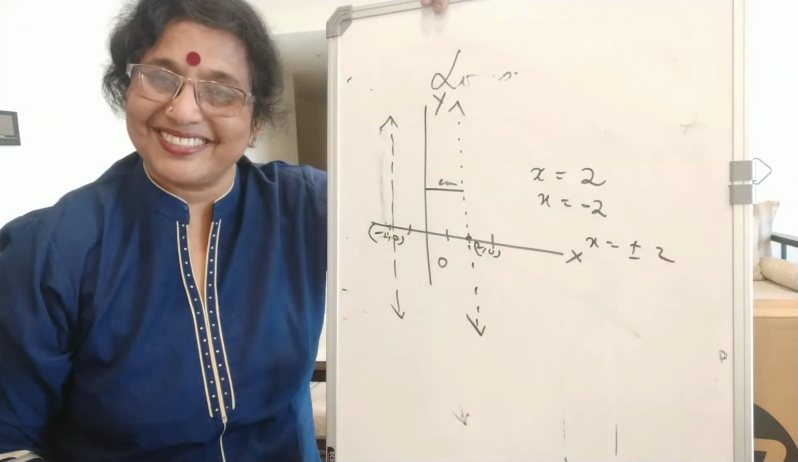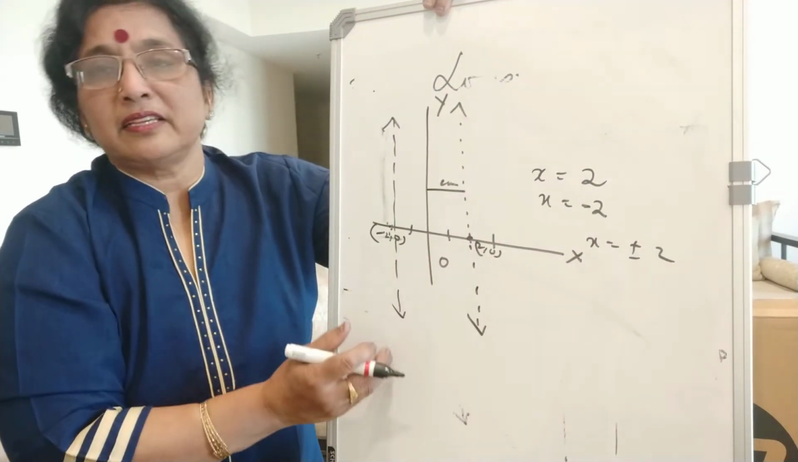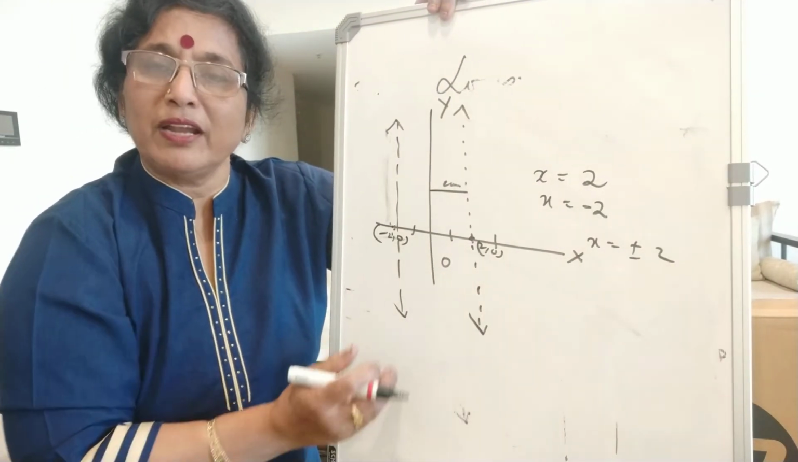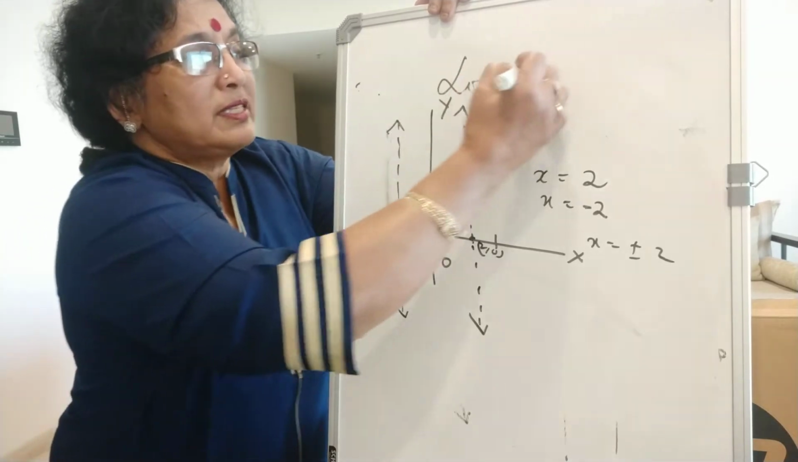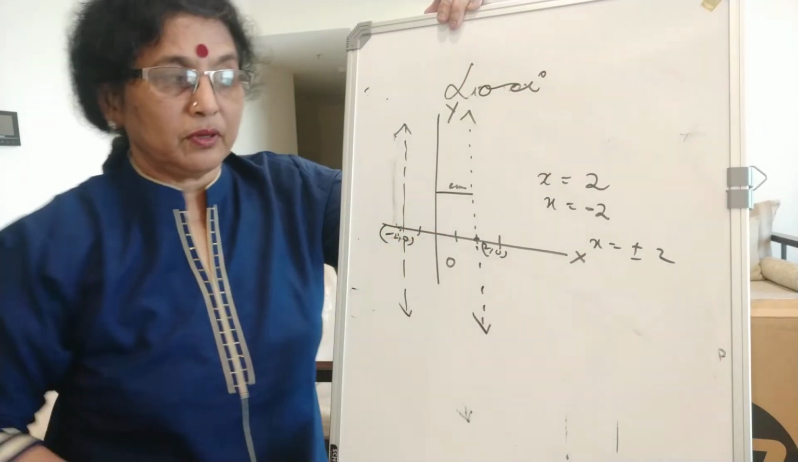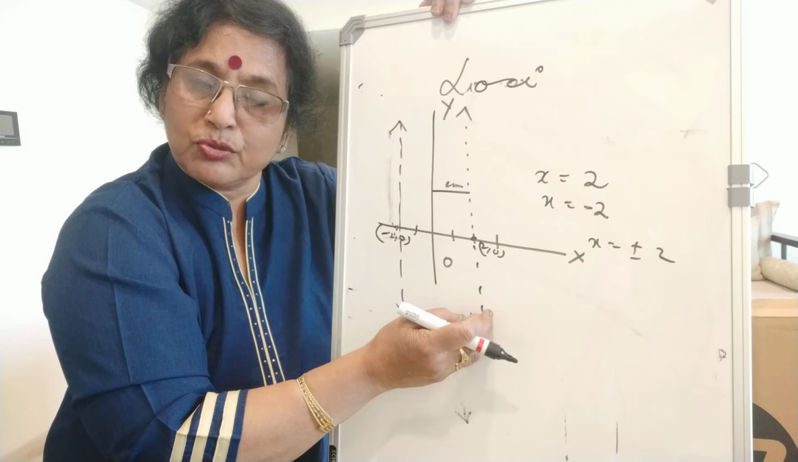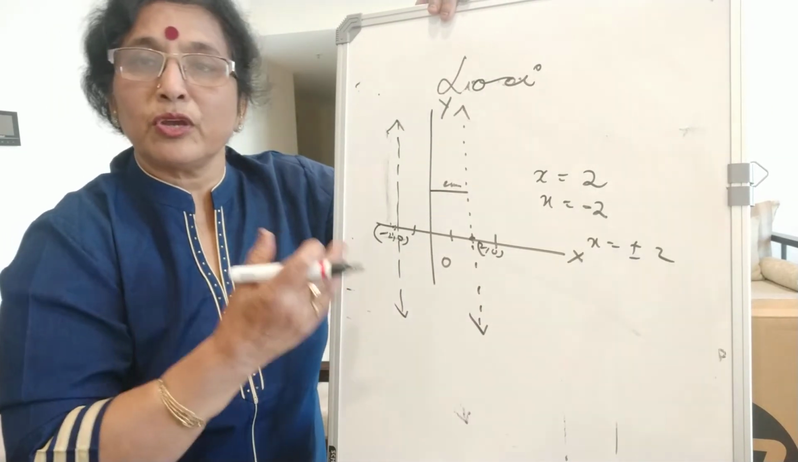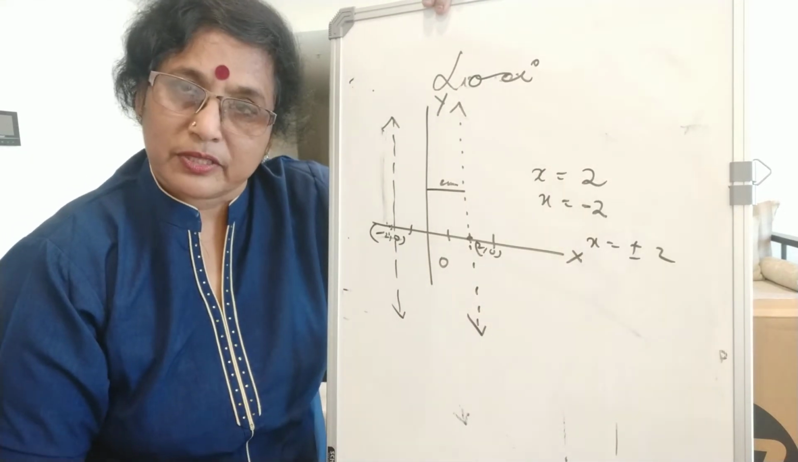So two loci. This is one locus and this is one locus. For more than one path, you say loci, L-O-C-I. So that means x is 2 and x is minus 2. So you have three formats of equations.